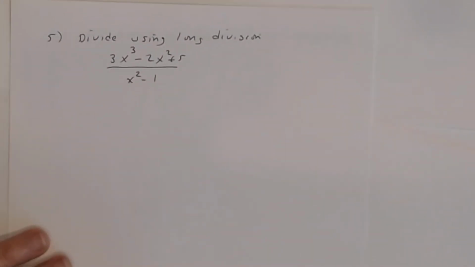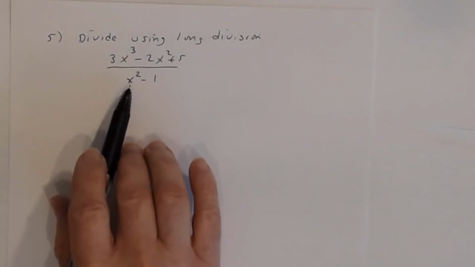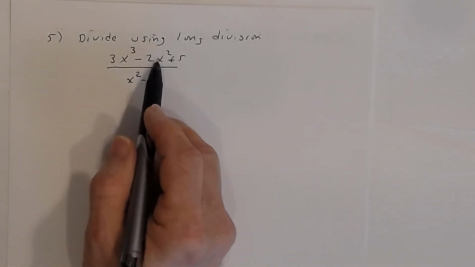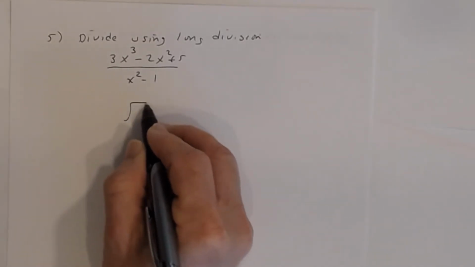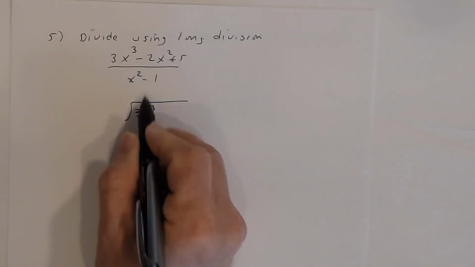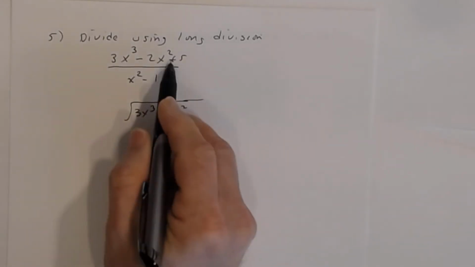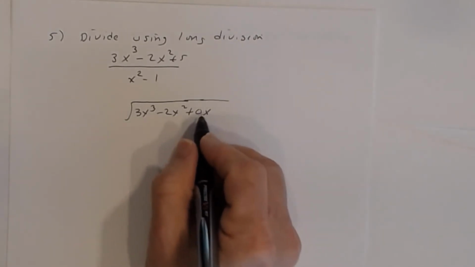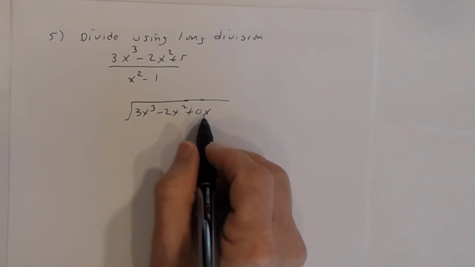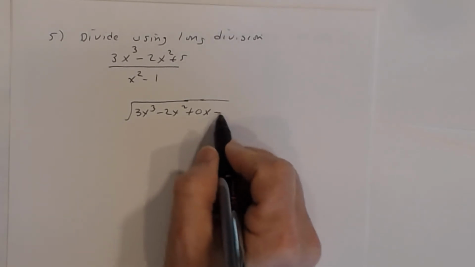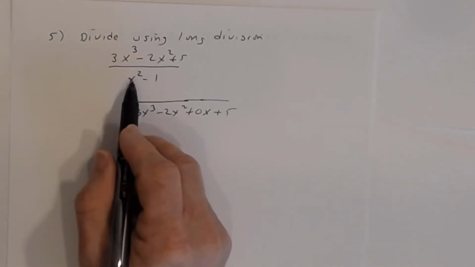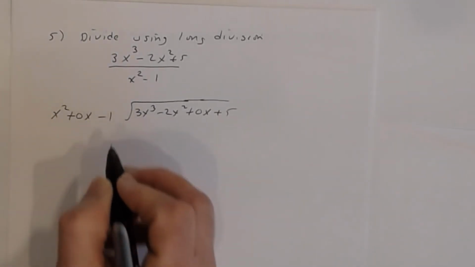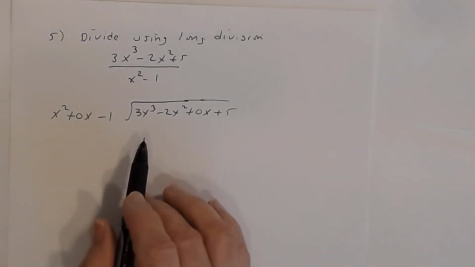So it's number 5. Again, long division. Now notice this time in number 5, there are some missing terms here. So when I do that long division, I get 3x cubed minus 2x squared. The x is missing, so you must put the x there as 0x, the missing term. You had that last week. And then the constant, which is 5. Now, I'm going to go ahead and put the missing terms for this one as well. So you're going to have x squared plus 0x minus 1. All right, now let's do the long division.